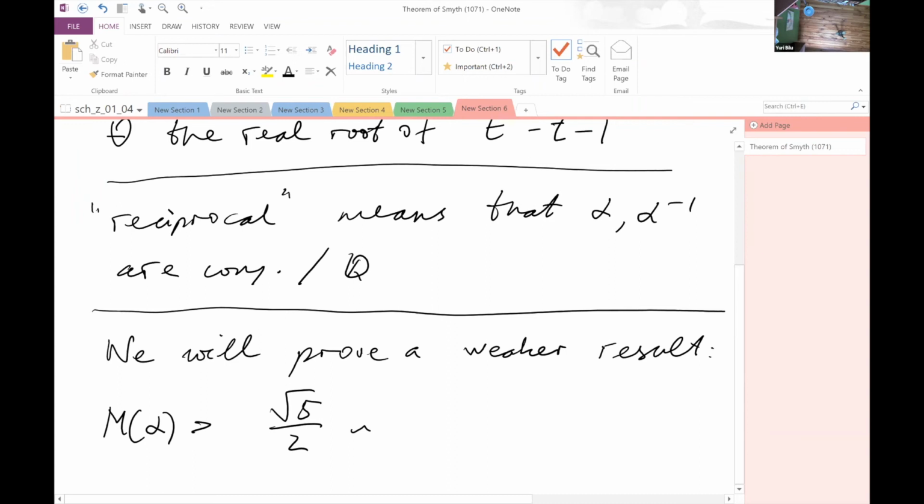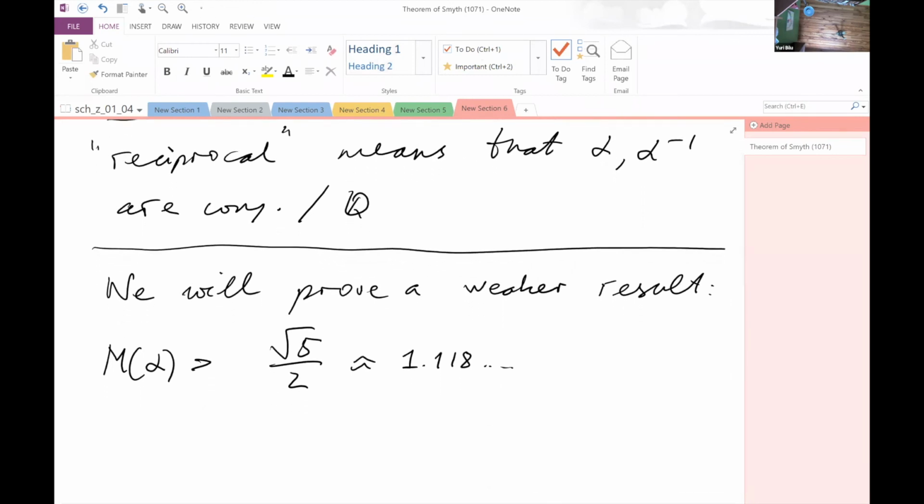So, and this is approximately 1.118 something. Well, I'm not sure that I put it rightly, but doesn't really matter. Anyway, it's bigger than 1. So it also proves the Lehmer conjecture for non-reciprocal numbers. But the constant is not best possible.